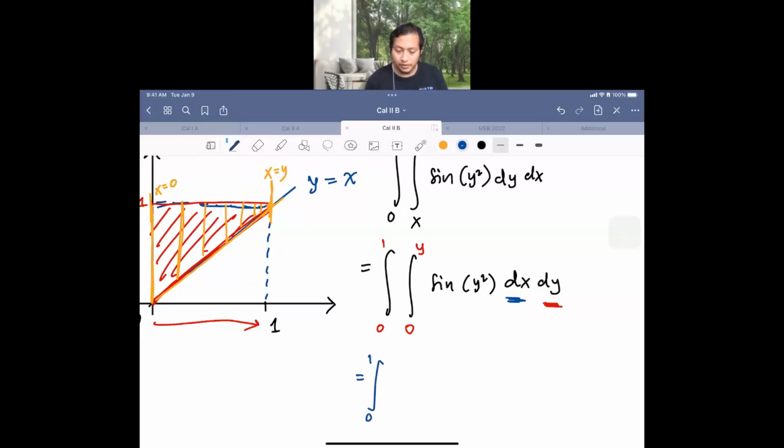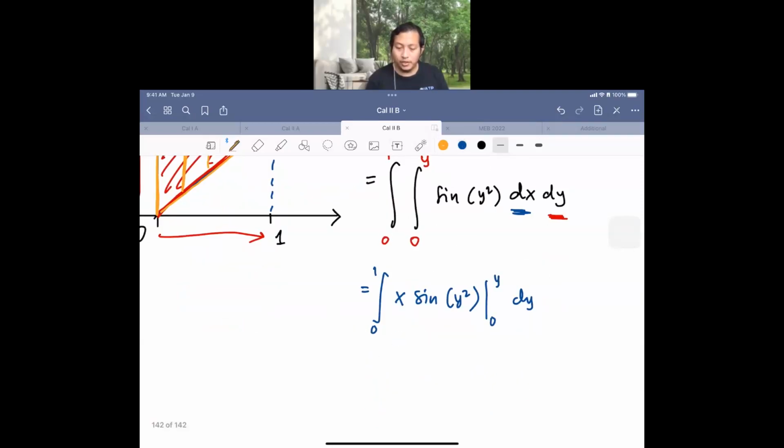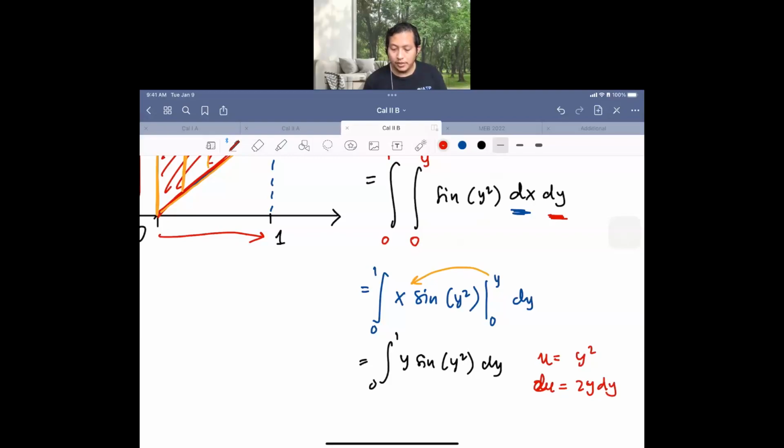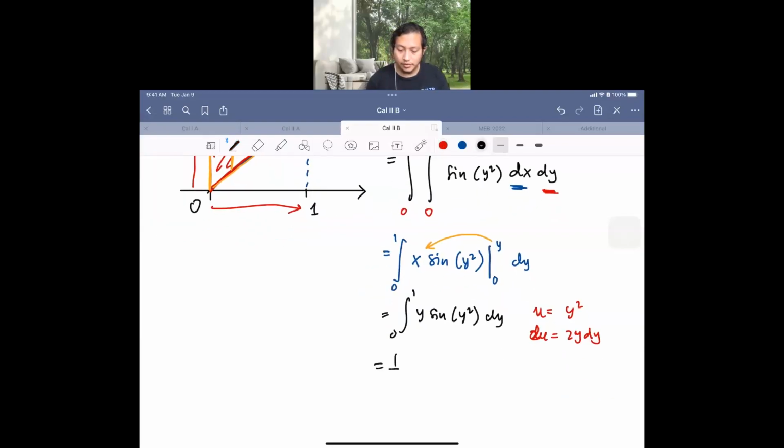For example, if you would like to solve this integration, we just take this sign and then put 0 to y dy, and then if we check this, it will be y sine y squared dy, and this can perfectly be solved by the substitution method, right? You can substitute u equals y squared, and then du will be 2y dy, and then we can have a half in the front. Sine u becomes cosine u, so it should be cosine y squared from 0 to 1.